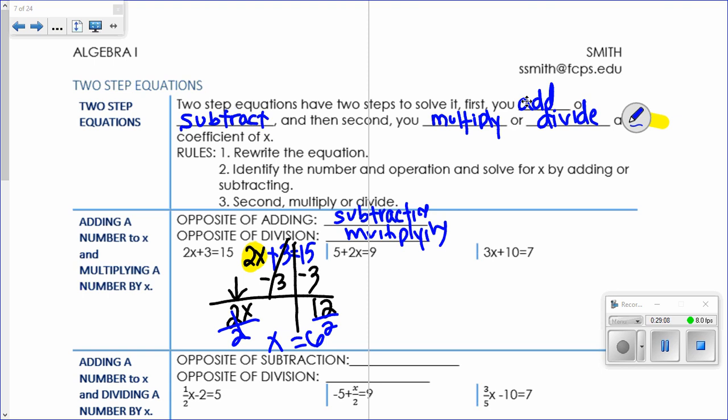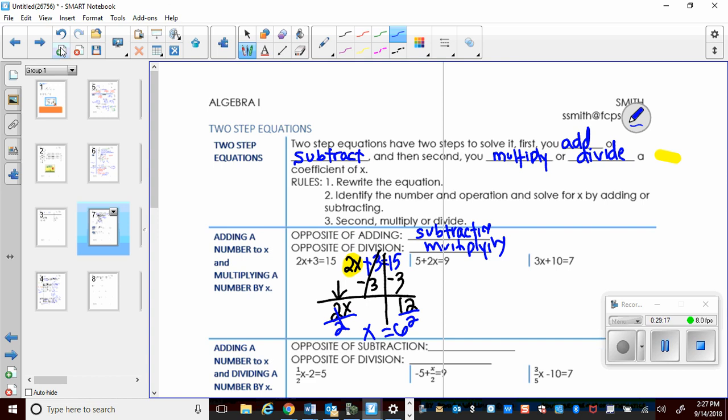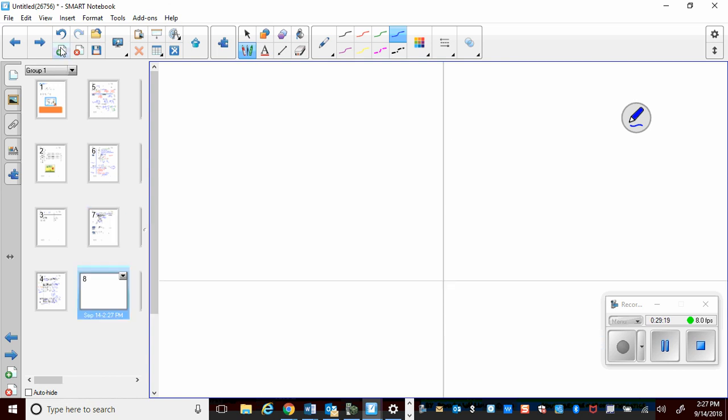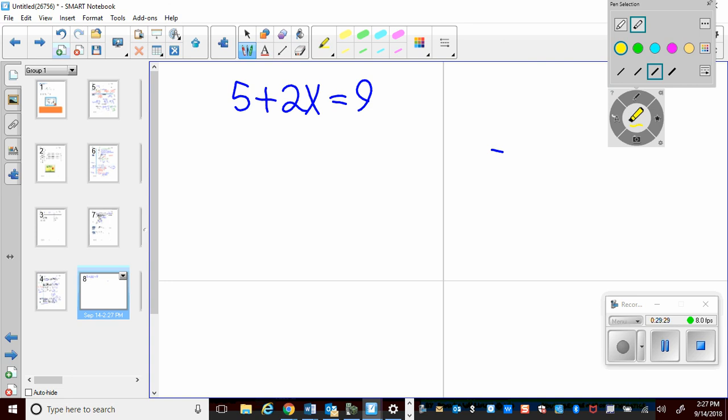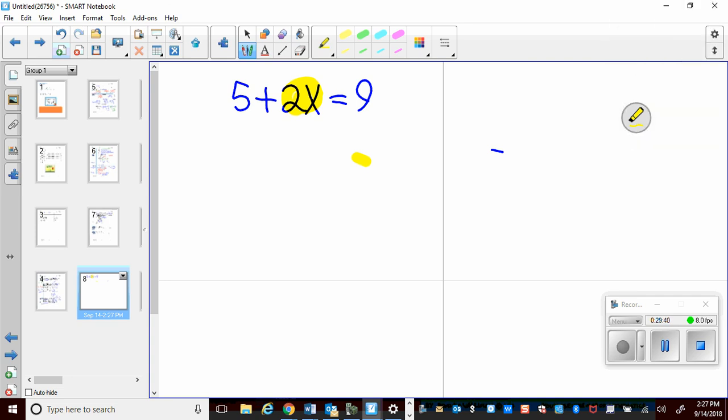Number 2. So I'm going to rewrite my equation on another sheet. I have 5 plus 2x equals 9. Highlight your x term. Did you move it? If you did, it's wrong. What number are you messing with here? 5. What do you do to 5? Subtract it from both sides.